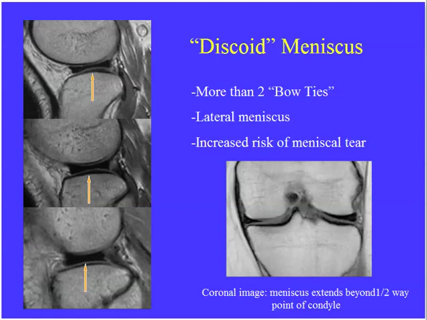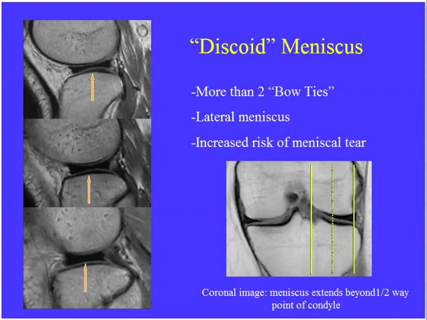If they show it in the sagittal plane, they'll show two or three sagittal images with the meniscus touching from front to back on several images. If they show it in the coronal plane, they'll show an image where the meniscus extends more than 50% over the articular surface, and that represents a discoid meniscus.